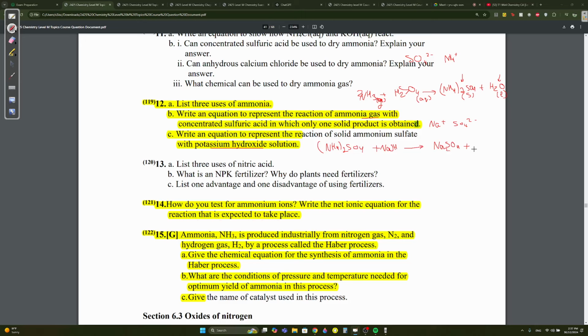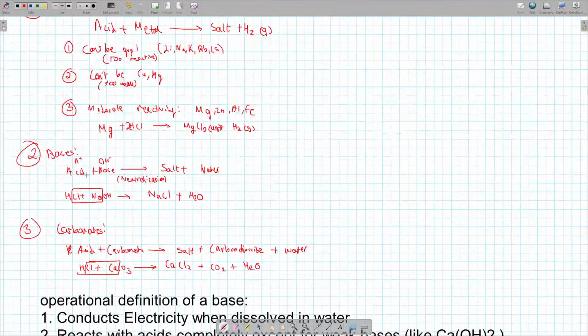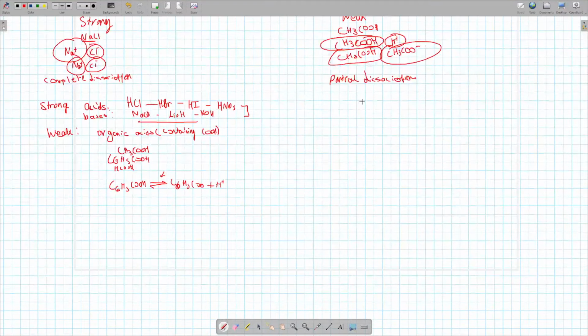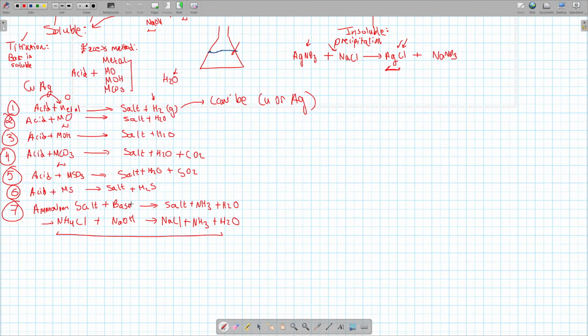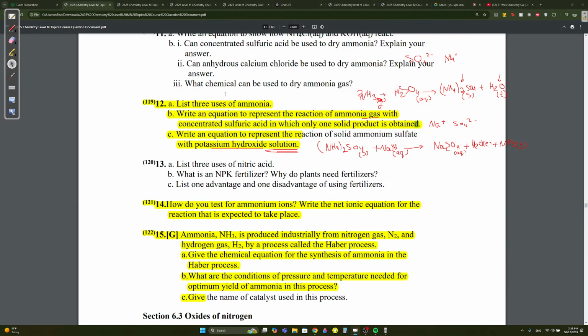You always get salt, water, and ammonia. So H2O liquid. This is here aqueous. This is liquid plus ammonia gas. This is here solid. This is potassium aqueous because they said solution. So remember, ammonium salt plus base gets you salt plus ammonia plus water. Okay. They said 12 to 15.